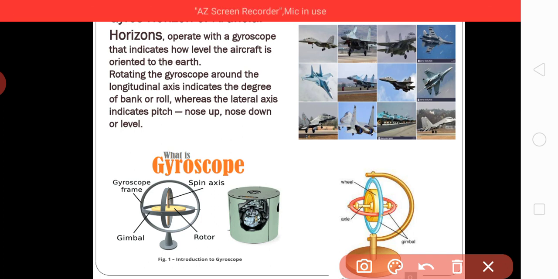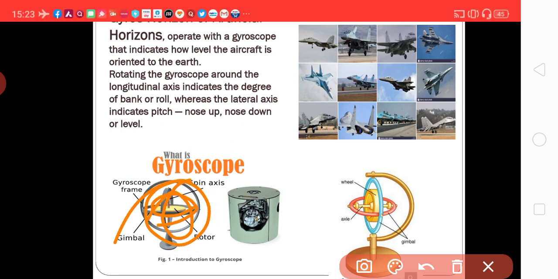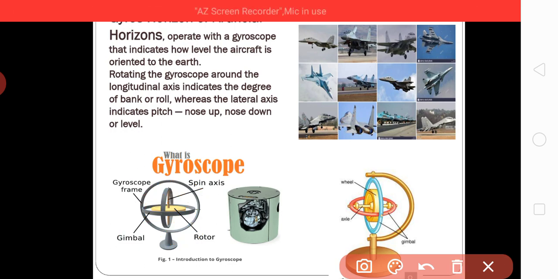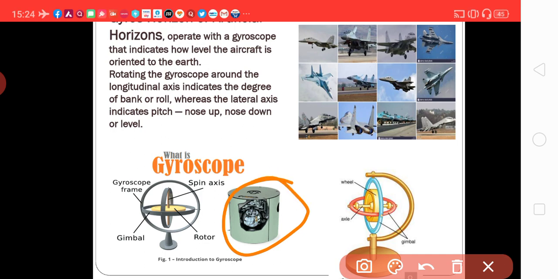This is the gyroscope. Here it is the spin axis. This yellow one is the flywheel, and it is acting on this gimbal ring. Then one more gimbal ring, and then the third. There are three gimbal rings. These rings can freely move about their axes, and this is the one inside the box.